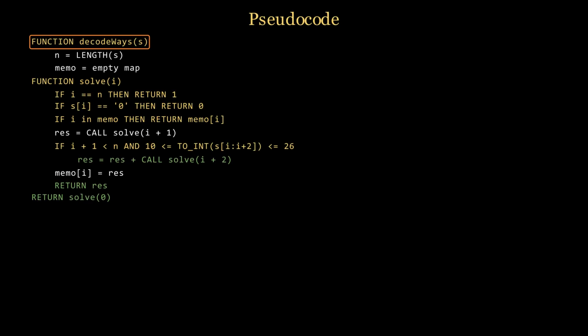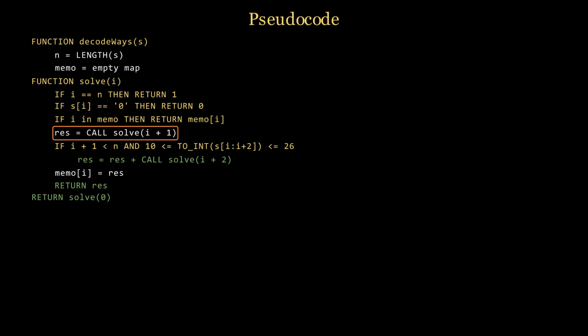Define the main routine decode ways on string S. Get n as the string length. Initialize memo to cache answers by index. Define helper solve of I. If I reached n, that branch formed one complete decoding. If the current digit is 0, this branch is invalid and contributes 0. If index I is already in memo, return the cached result immediately.